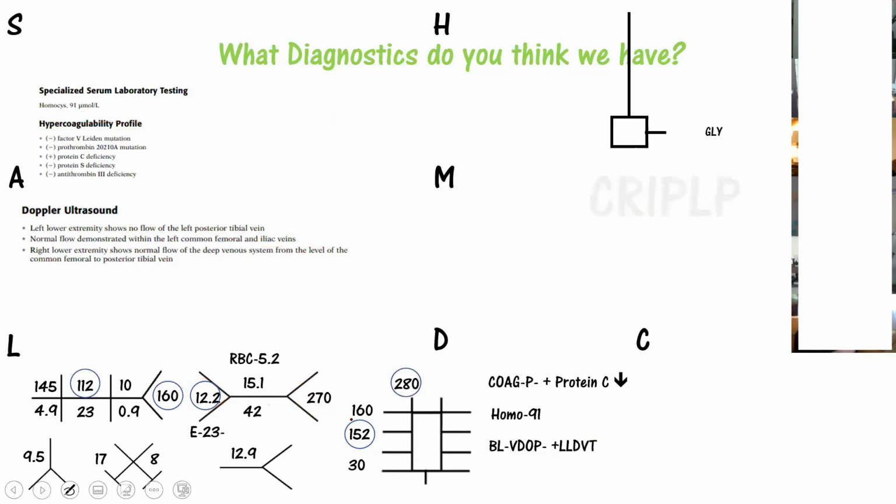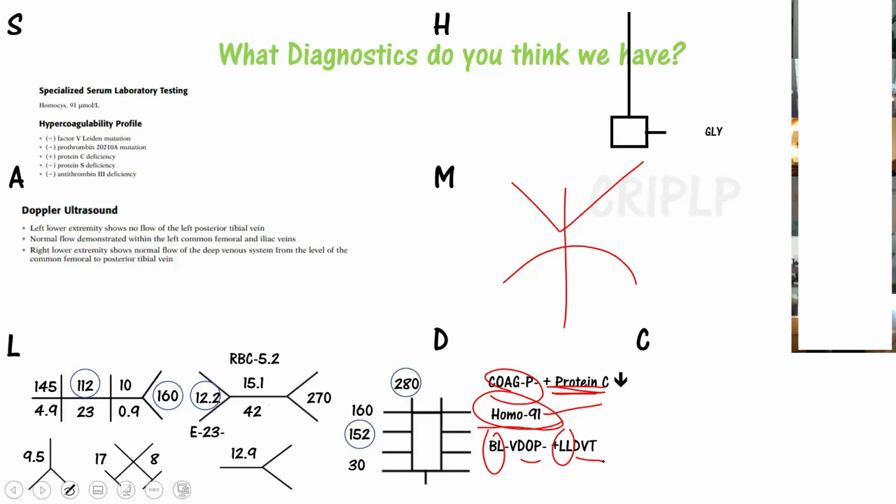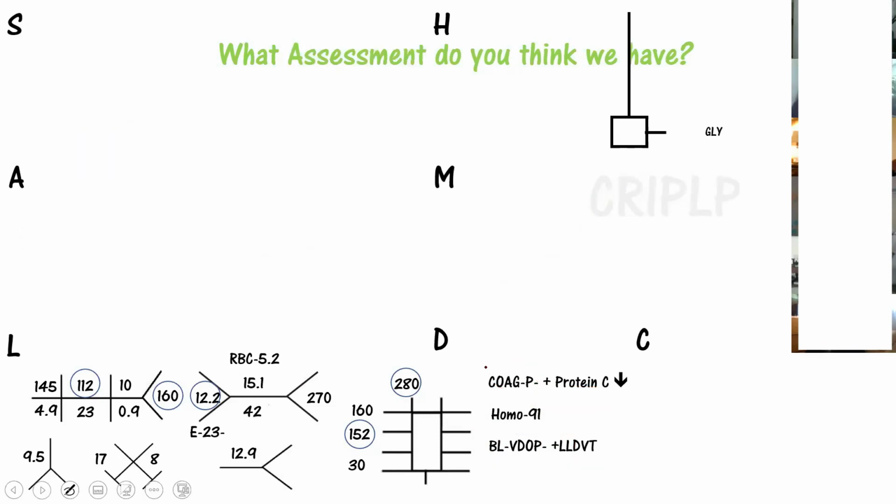So moving on, we've got a coagulopathy here, and that's what they're talking about with the positive proteins. Proteins are necessary for clotting factors and initiation of that clotting cascade. You also have a homocysteine, which is also related to clotting and inflammation. Then you have a bilateral venous Doppler with positive left lower leg DVTs. So these will always be boxed because they are diagnostics.